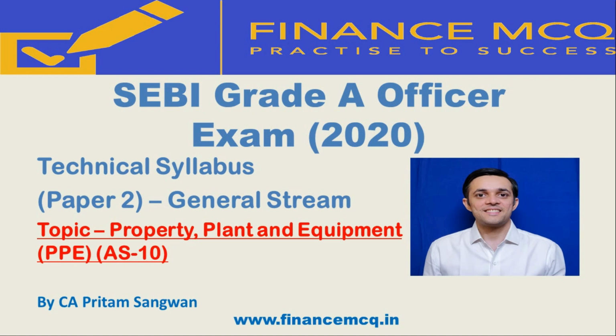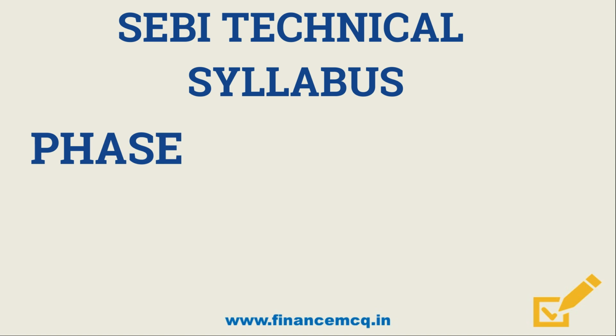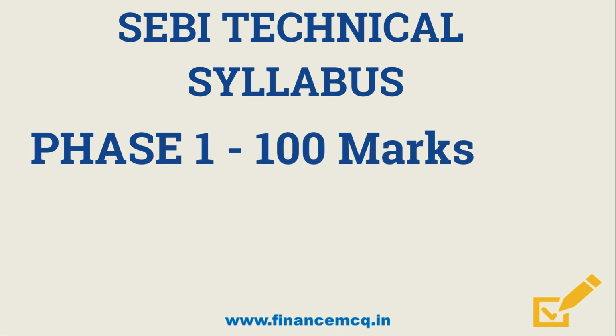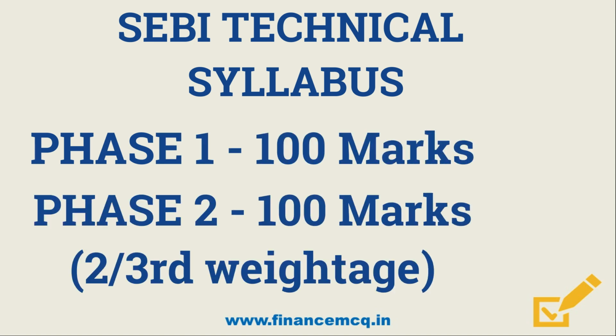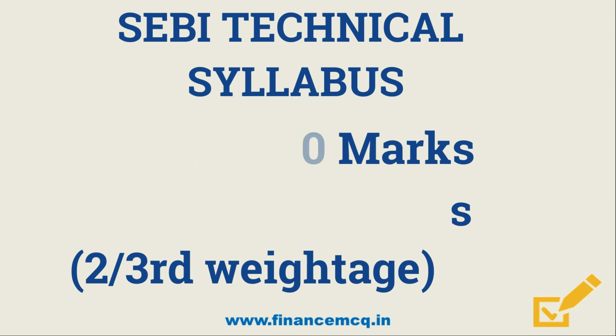Today we will continue our discussion regarding Property, Plant and Equipment, AS 10, which is a part of the Commerce and Accountancy subject of Paper 2, the technical syllabus of your SEBI exam, Grade A stream. Friends, this technical syllabus is of 100 marks in Phase 1 and it has 2/3 weightage in Phase 2 of your SEBI Grade A exam.